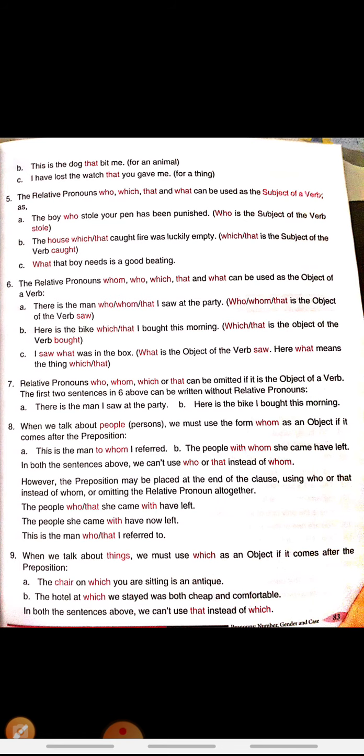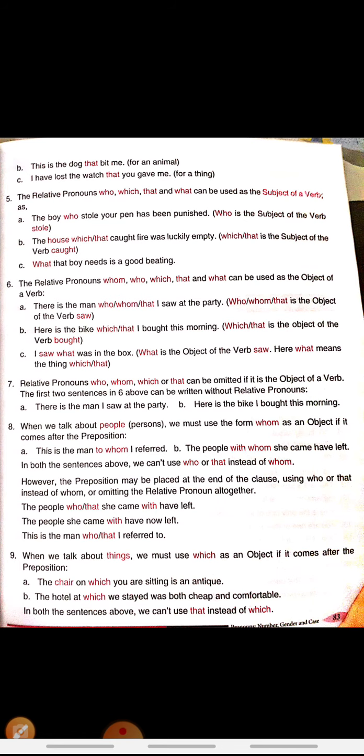Next are the relative pronouns who, which, that, and what. They can be used as a subject of a verb. Now, we are going to discuss the use of relative pronouns as a subject of a verb, object of a verb, or object of a preposition. Okay, now let's see how they are used.